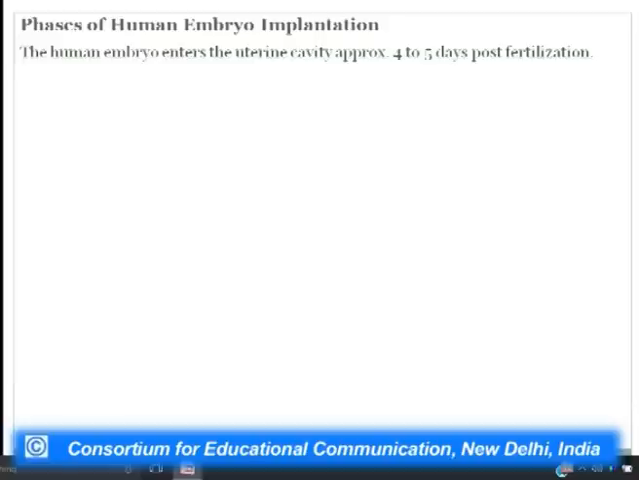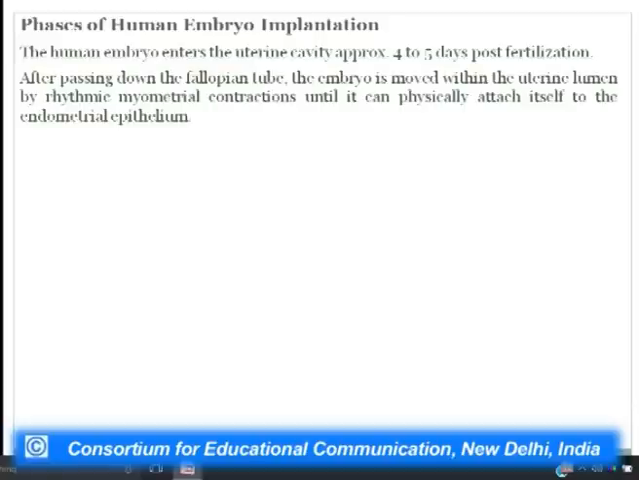So, now we will talk about the mechanism of implantation or the different phases of human embryo implantation. The human embryo enters the uterine cavity approximately 4 to 5 days post fertilization. After passing down the fallopian tube, the embryo is moved within the uterine lumen by rhythmic myometrial contractions until it can physically attach itself to the endometrial epithelium. So, basically the blastocyst is under a stress condition. The mucin and the myometrial contractions are creating a kind of shear stress which it has to withstand, and moreover under that stress it needs to implant into the uterus.